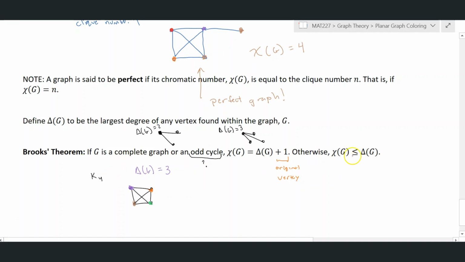Otherwise, if it's not a complete graph or an odd cycle, again, I'm not going to get into that here, it's not necessary, the chromatic number is going to be less than or equal to the largest degree, okay? And that should make sense too, because if the graph is not complete, then the only time we're not going to be able to recycle a color is in situations where vertices are adjacent to one another.